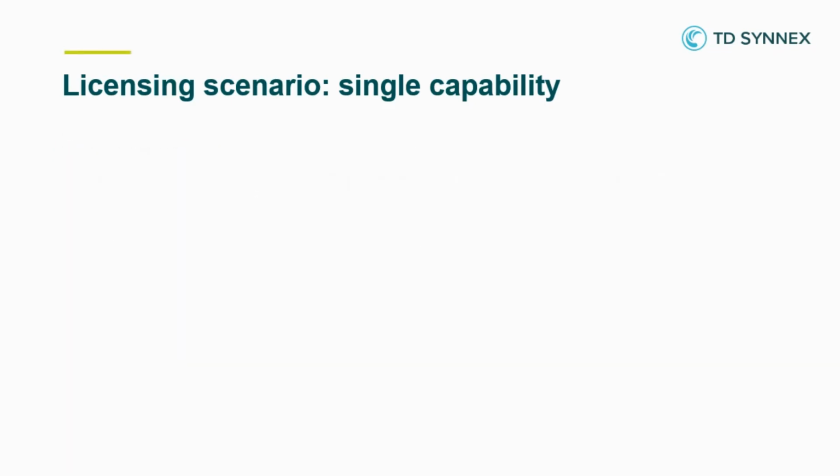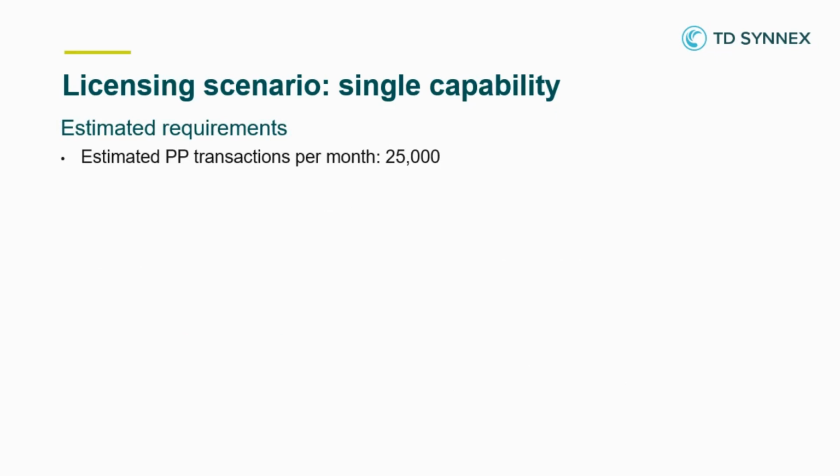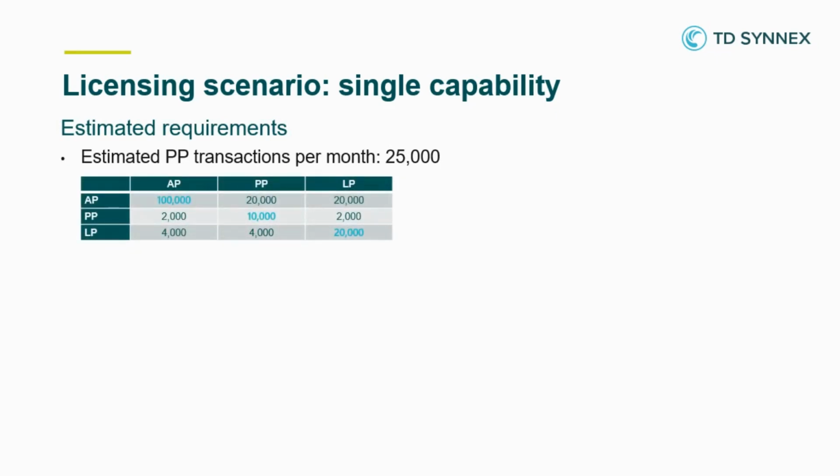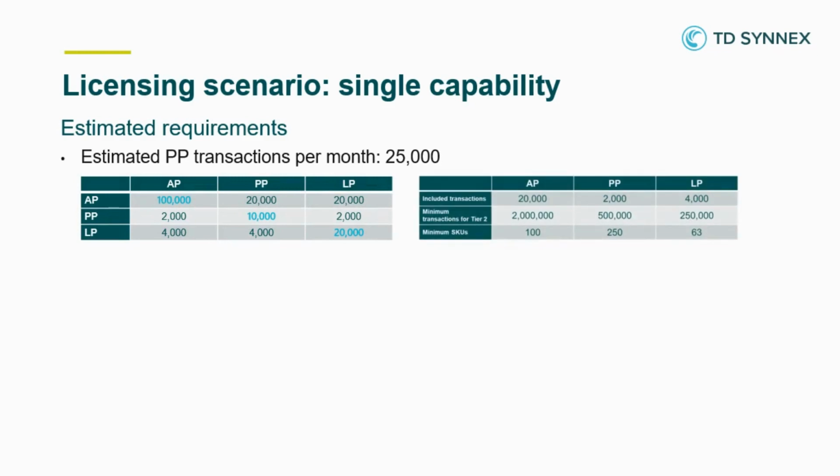So as a reminder, here are the purchase protection transactions that we need, 25,000. And here are the tables of figures that we're going to need to use. The base offers on the left side and the overage offers on the right. So what licenses are required?